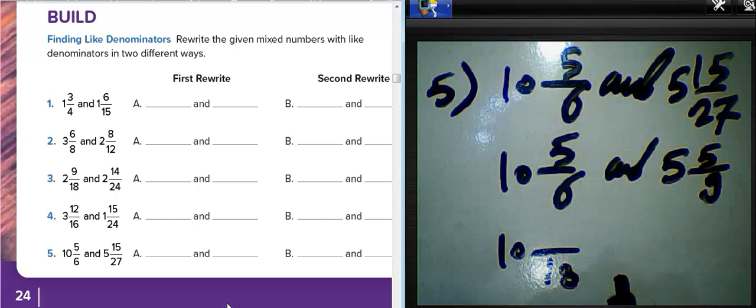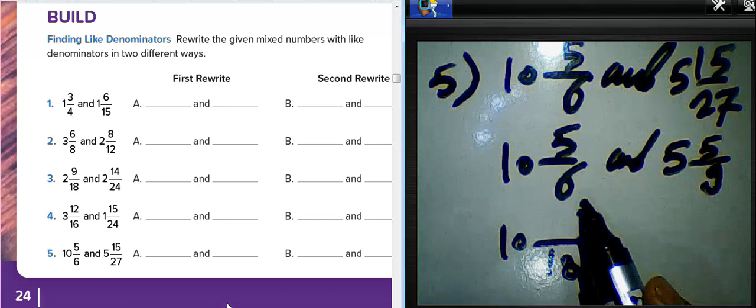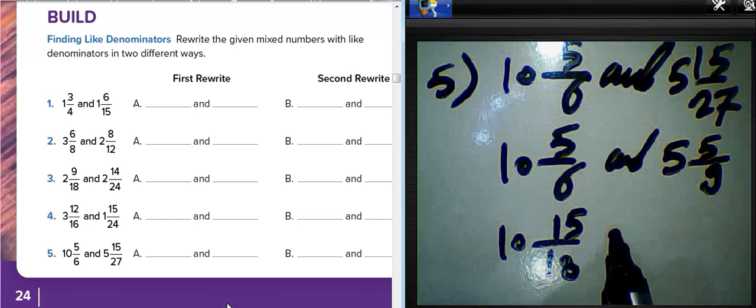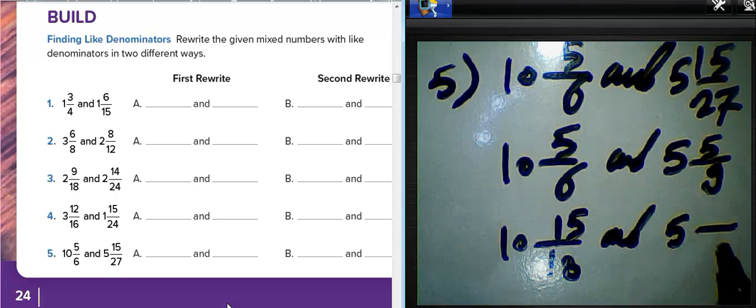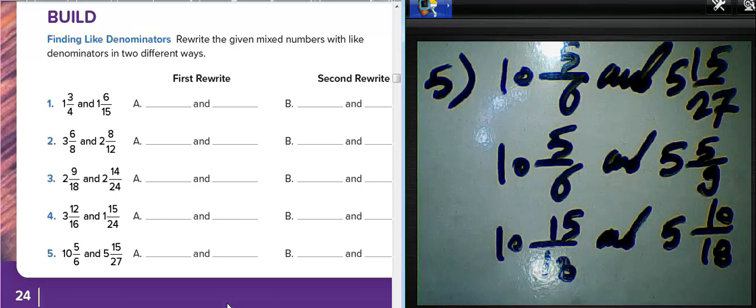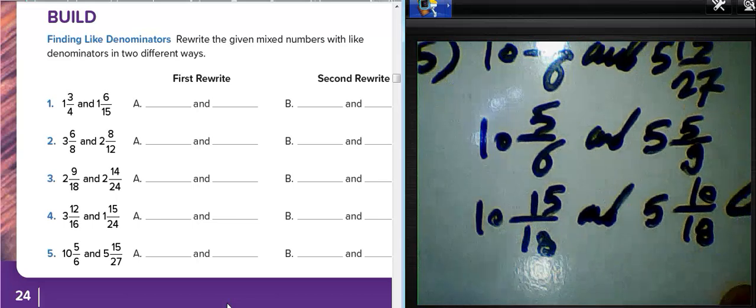We must write 18 here in the denominator. And ask yourself, 6 times what equals 18? 6 times 3 equals 18. And 3 times 5 equals 15. And we can write 5 here, and it will be 18. 2 times 9 equals 18, and 2 times 5 equals 10. It's the result number 1.